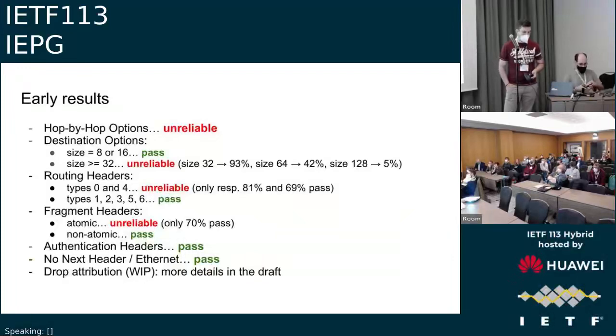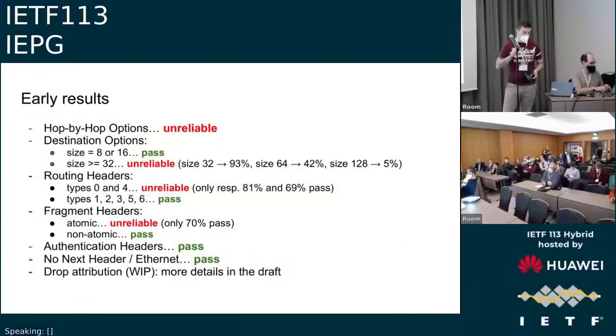For the routing headers, types 0 and 4 are unreliable. Again, unreliable, but still good, so 81% and 69% pass. But here, type 0 is deprecated and type 4 is segment routing, so no big surprise here. And types 1, 2, 3, 5, and 6 go through. For fragment headers, atomic fragment headers are unreliable, with 70% going through. And for non-atomic fragment headers, they all go through. Authentication headers, no next header, or Ethernet, they go through.